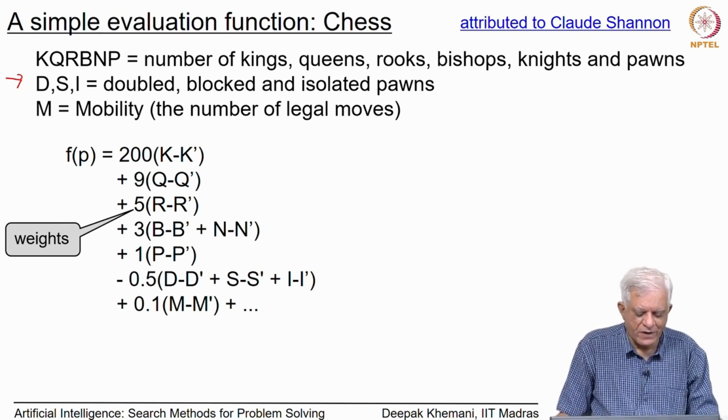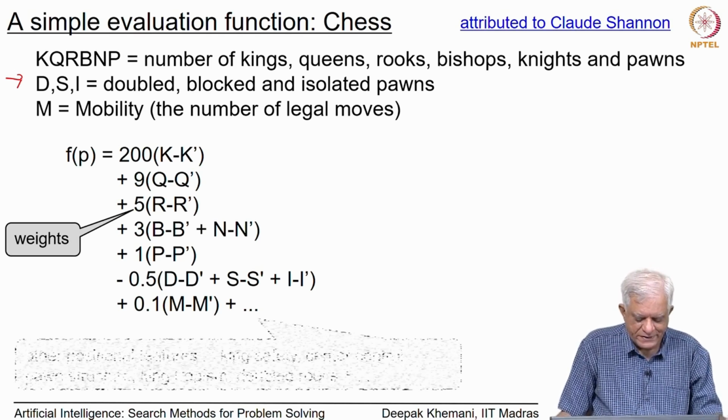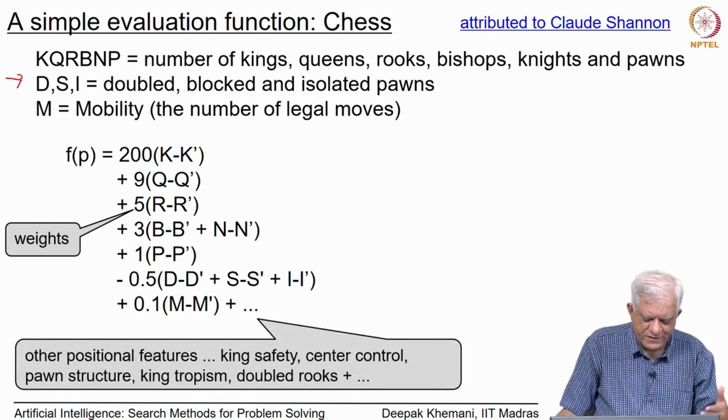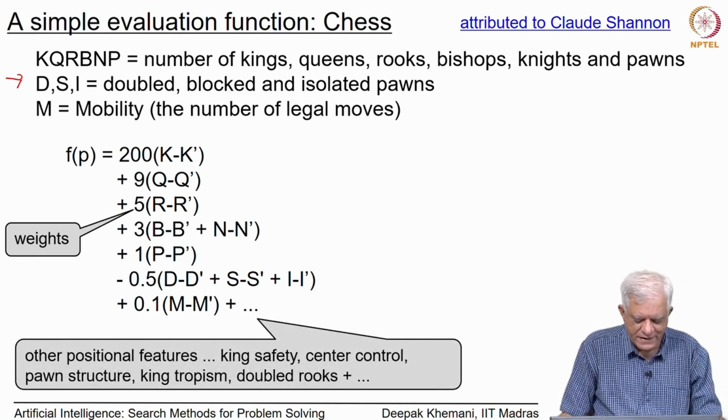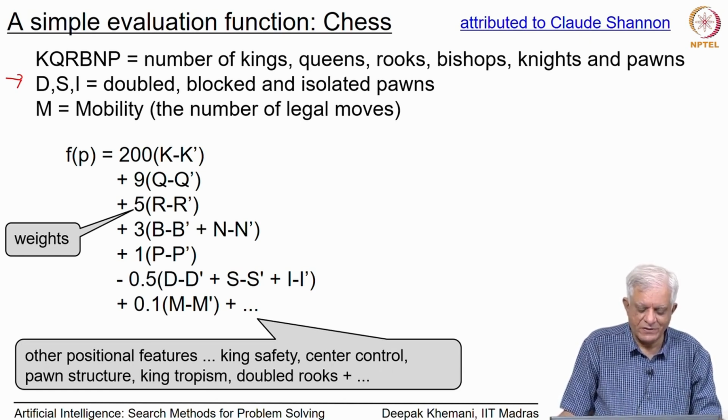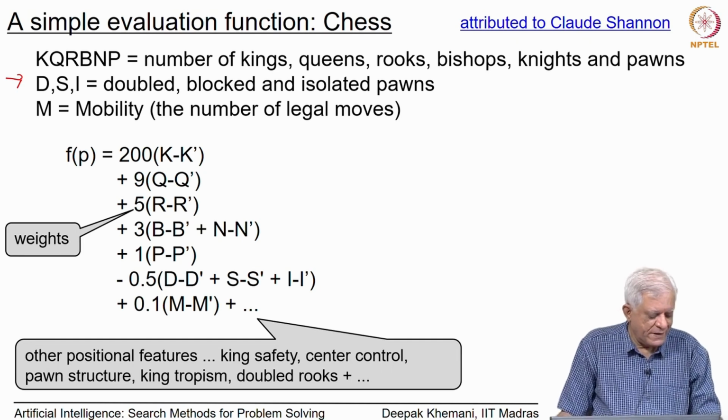So, the more moves you have, the more choices you can make and the less constrained you are. And these mobility features, which have not been listed here completely, have things like king safety, central control, pawn structure, king tropism, double rooks and so on. And you can devise more and more such patterns or features to evaluate the board position of a game.